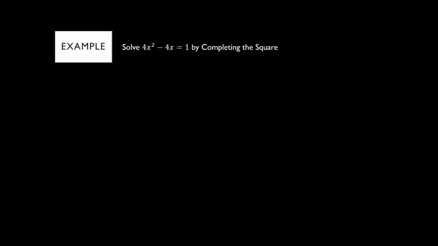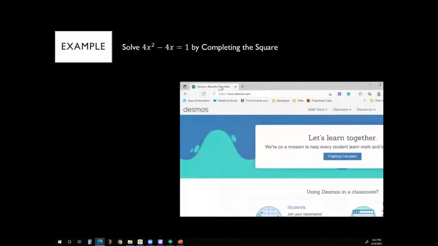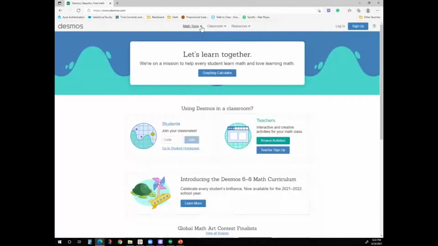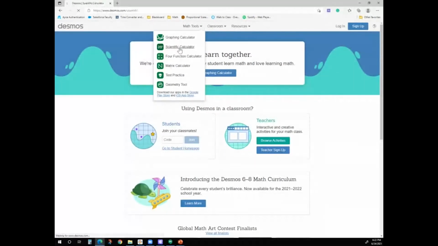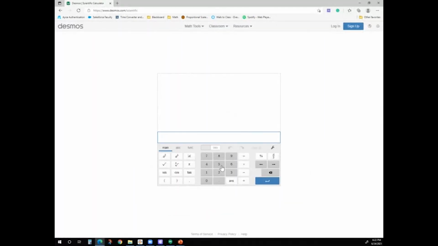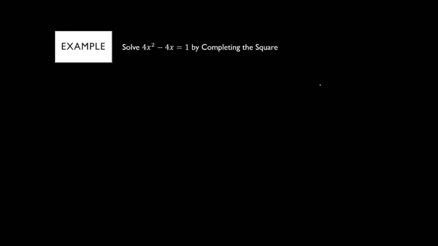And I swear by this website, Desmos. If you go to Math Tools and then the Scientific Calculator, it can do fractions. There's a fraction button. So I'm not going to show the work for adding fractions, getting a common denominator, any of that kind of stuff. We're going to use the calculator for all of our fractions. There's no reason that we need to do the fractions by hand because we want to focus on the algebra, not the arithmetic. So you're going to use a calculator for anything that deals with fractions. And so you just need to make sure that you have a calculator that can do that.